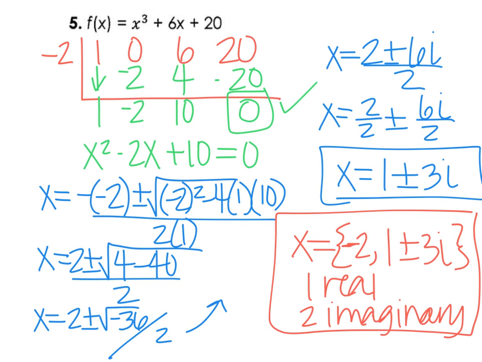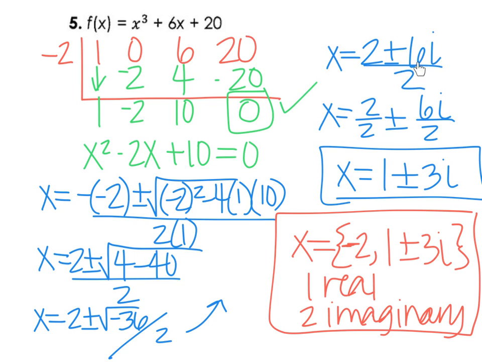All right, so you should have done synthetic substitution with -2 on the outside as one of your zeros. You're left with coefficients 1, -2, 10, and you got a remainder of 0, so you know that this is in fact a zero of the function. Your remaining quadratic is x squared minus 2x plus 10, set it equal to 0. Do the quadratic formula to solve for x. So we plug in -b plus or minus the square root of b squared minus 4ac all over 2a. We simplify, we end up with x equals 2 plus or minus 6i radical 2.